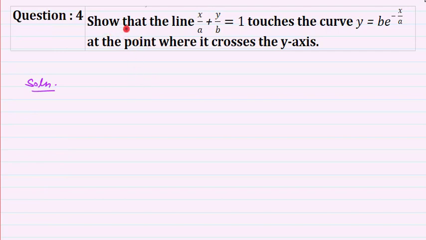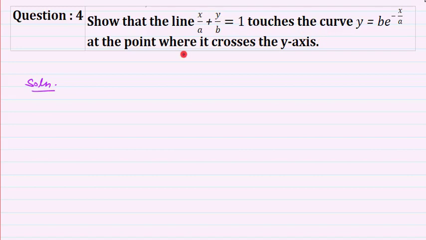Come to problem number 4. It is: show that the line x upon a plus y upon b is equal to 1 touches the curve y is equal to b e power minus x upon a at the point where it crosses the y-axis. So let us understand the question first. Here, show that this line touches the curve. What does it mean? That this line is tangent to this curve. So we need to prove that the equation of tangent on this curve is x upon a plus y upon b is equal to 1.